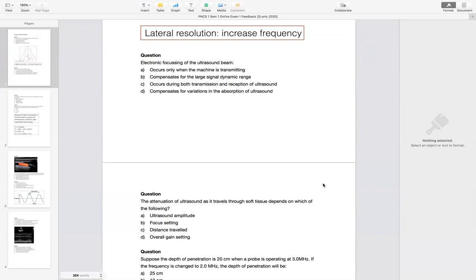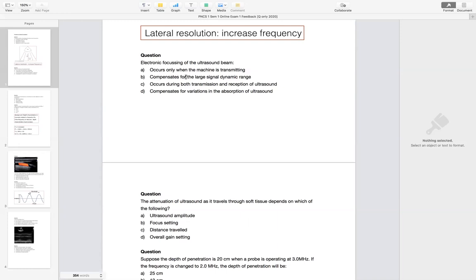The next question. Electronic beam focusing occurs when the machine is transmitting, compensates for the last signal dynamic range, occurs during both transmission and reception of ultrasound, or compensates for the variation in the absorption of ultrasound. Well, there's a couple of options here that are clear distractors, and they're really related to post-processing things and gain. One of them is it compensates for variations in the absorption of ultrasound. Well, that's really related to time gain compensation.